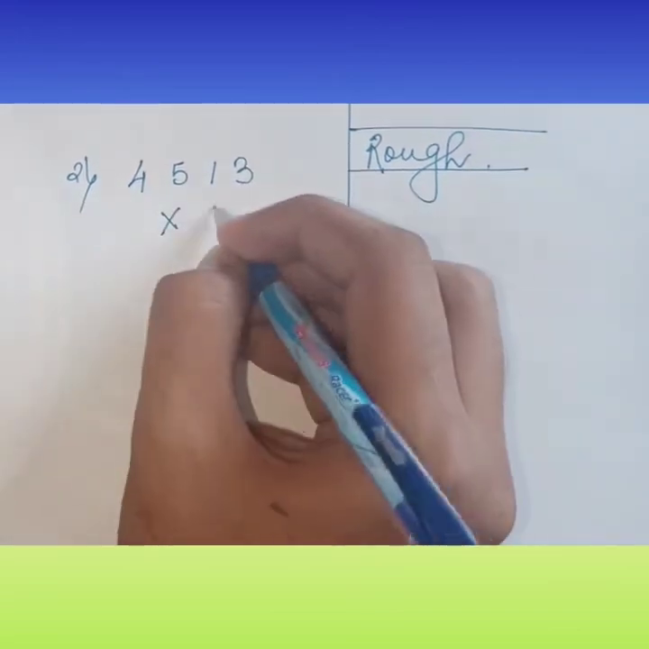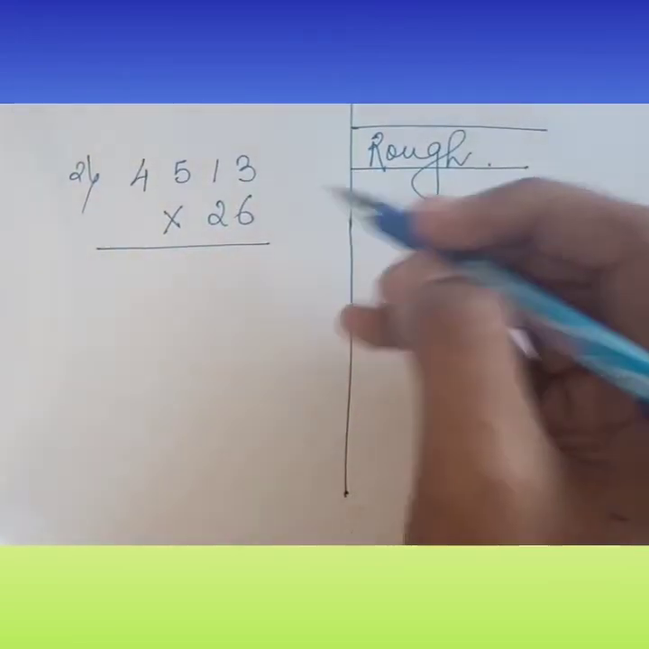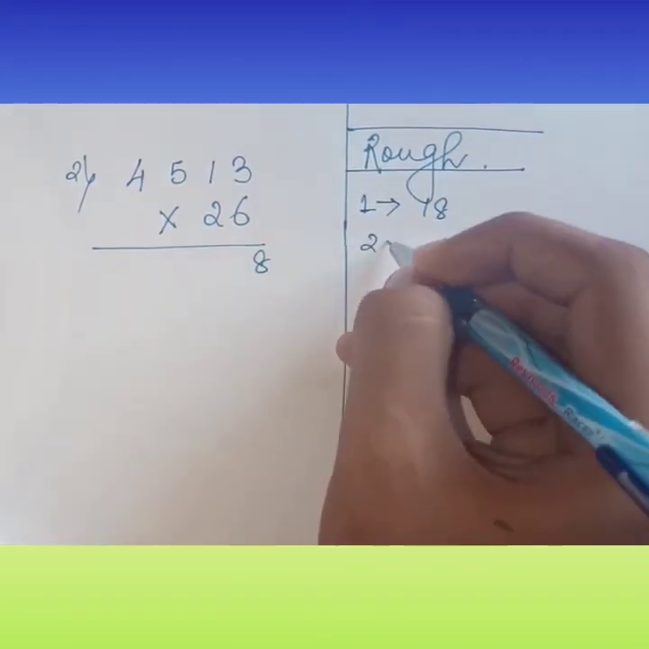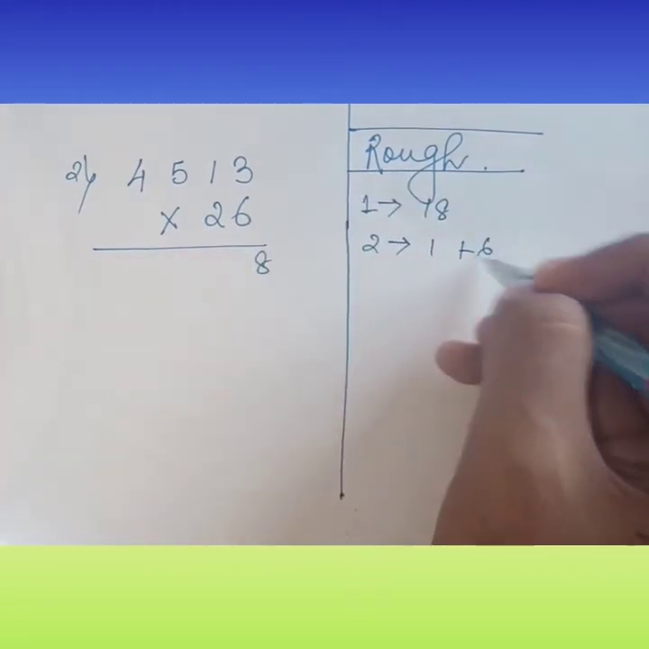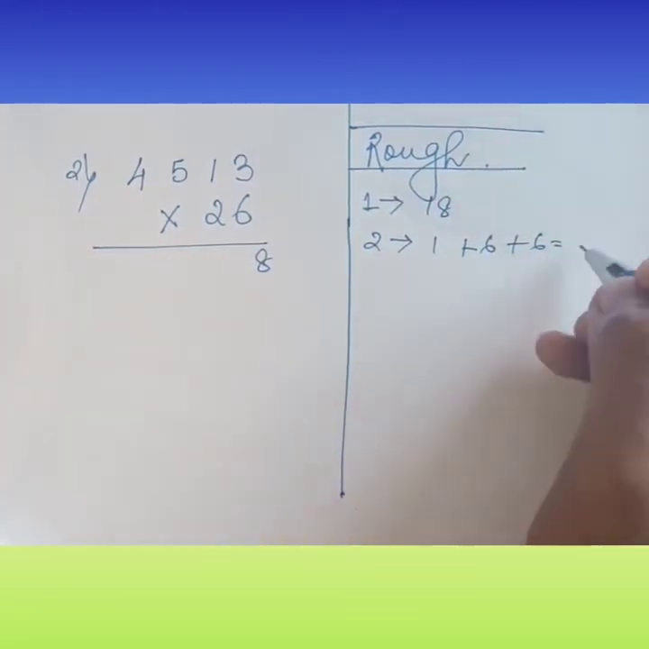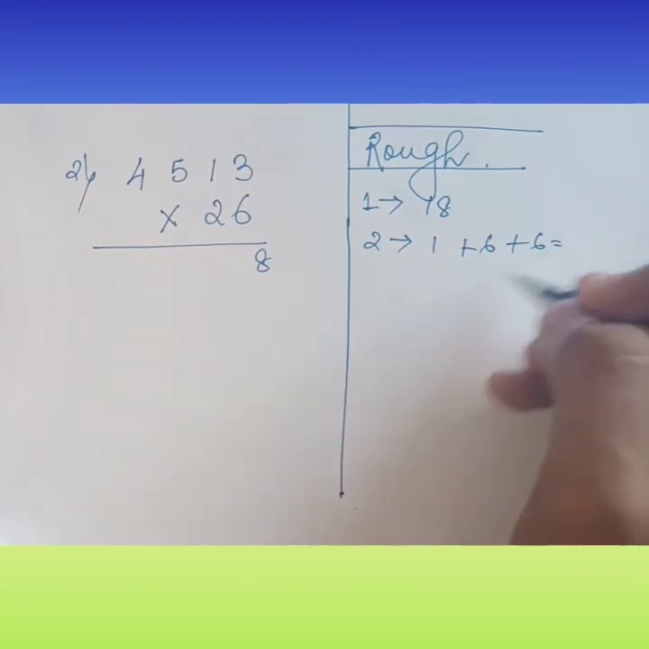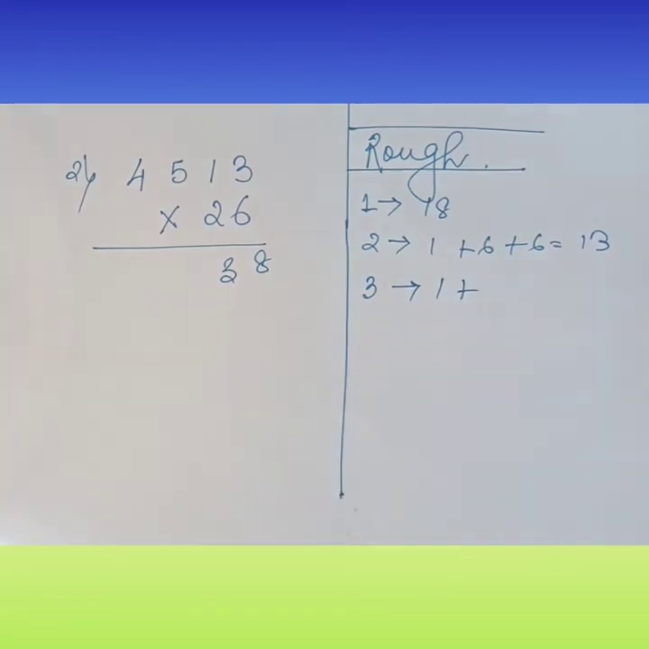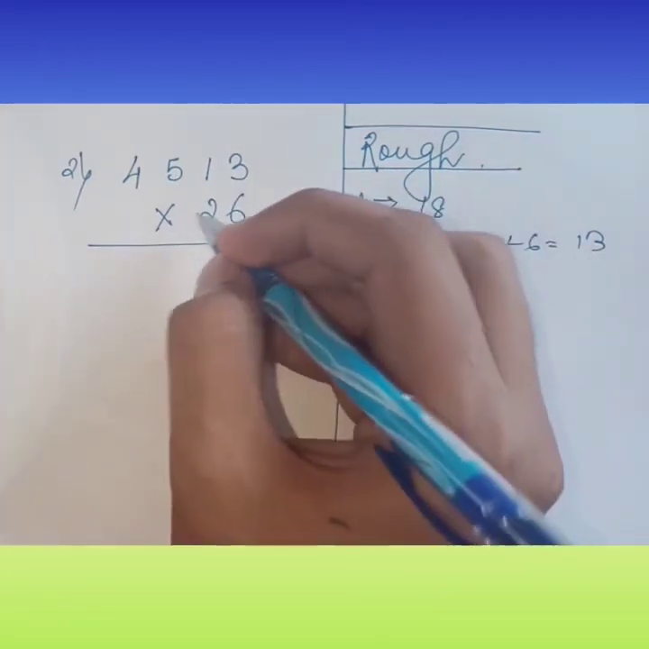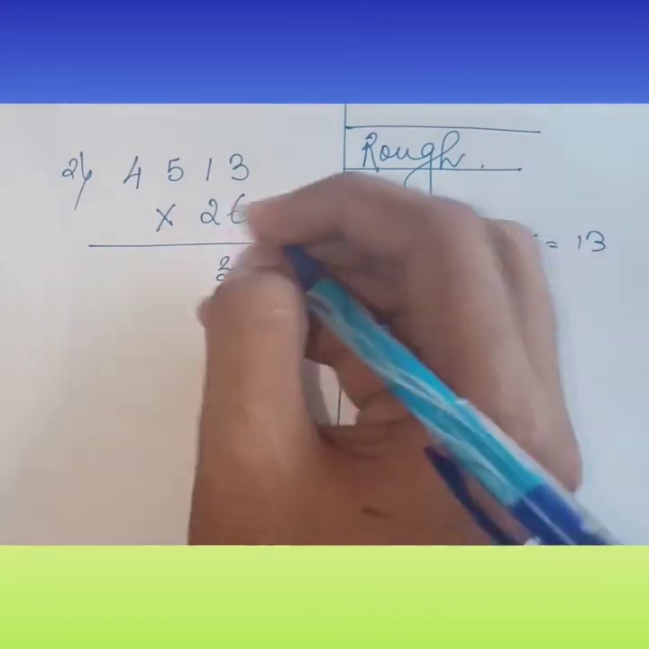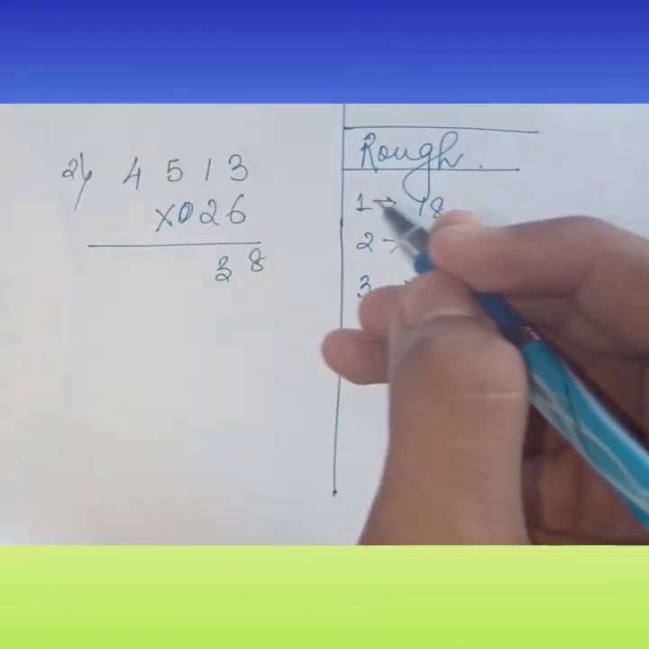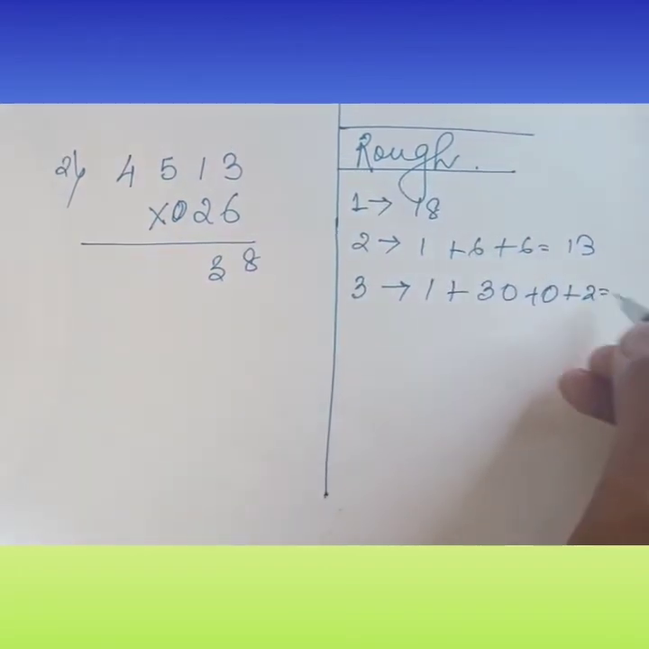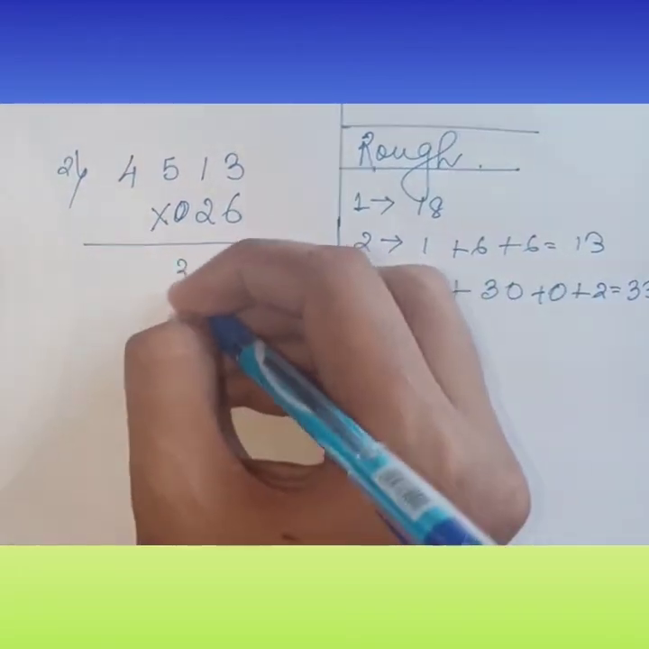4513 into 26. In step 1, 6 into 3 will give you 18, 8 written. In the second step, 1 is carried, 2 into 3 is 6 plus 6 is 12, 13, yes, 13 only. 3 we write. In the third step 1 is carried. In the third step 5 into 2, 5 into 6, 30. Then for easy convenience I put a 0. 3 into 0 is 0, plus 1 into 2 is 2, which will give you 33. We write the 3 here.